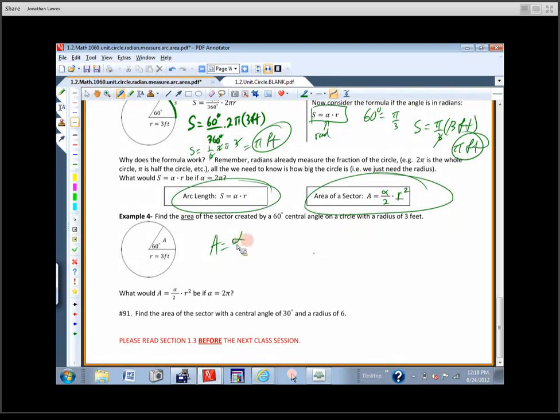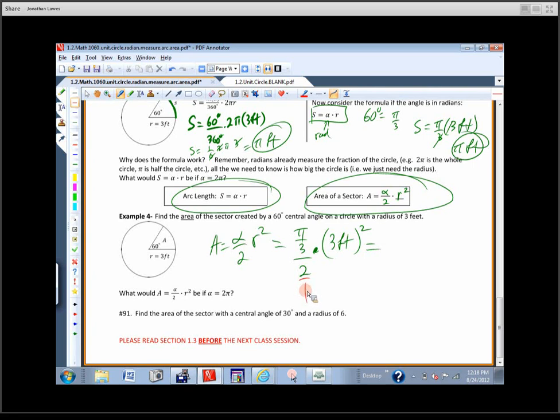So let's do this problem right here. It's alpha over 2 times r squared. So what's our alpha? What's our angle measure in radians? Pi thirds. So pi thirds divided by 2 times, and what is our radius? 3 feet. So here's what we've got.